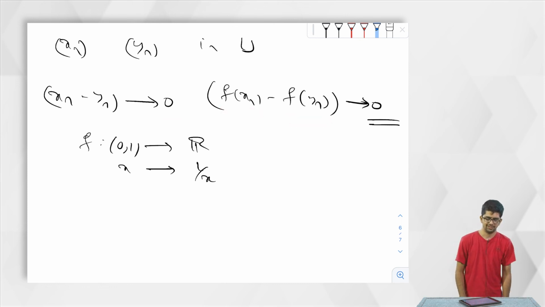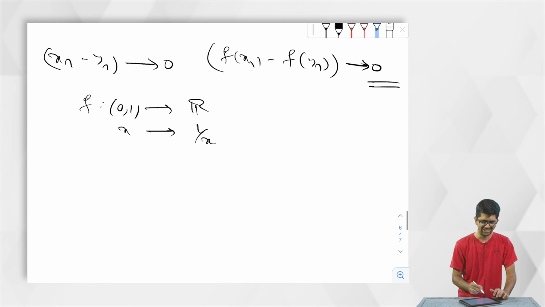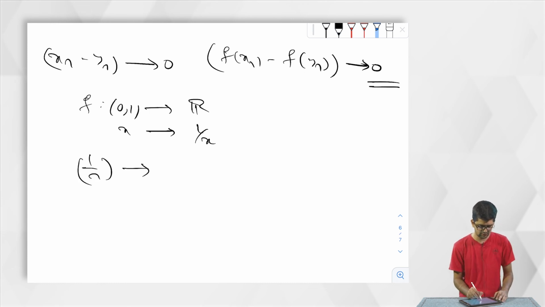So in (0,1), what sequence can you think of? I only know one sequence, that is 1 by n. 1 by n is a sequence inside (0,1). It converges to 0, but 0 is not an element of (0,1).